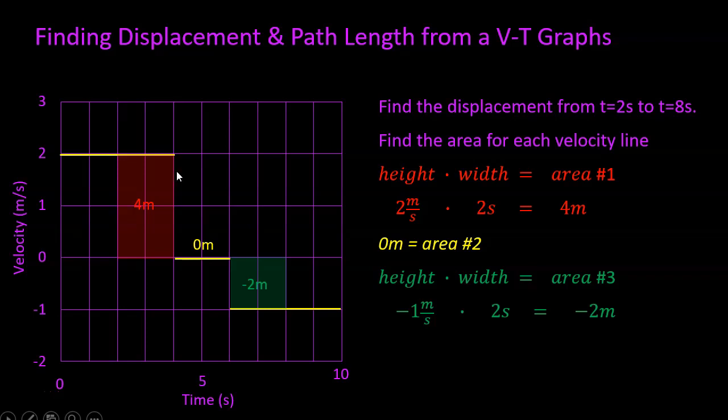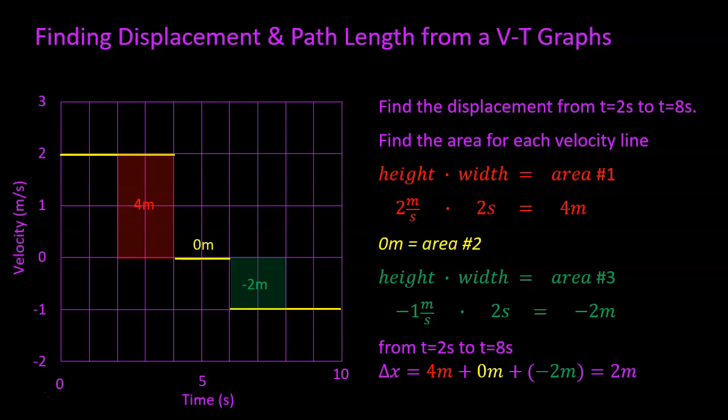We found the areas of our three different velocity segments from 2 seconds to 8 seconds. Because we have three different velocity lines, it gave us three different areas. The first area was 4 meters, the second area was 0 meters, and the third area was -2 meters. To find the displacement from 2 seconds to 8 seconds, we need to add those displacements up. And so 4 meters plus 0 meters plus -2 meters gives us a total displacement of 2 meters. So the object moved 2 meters to the right from its original position.